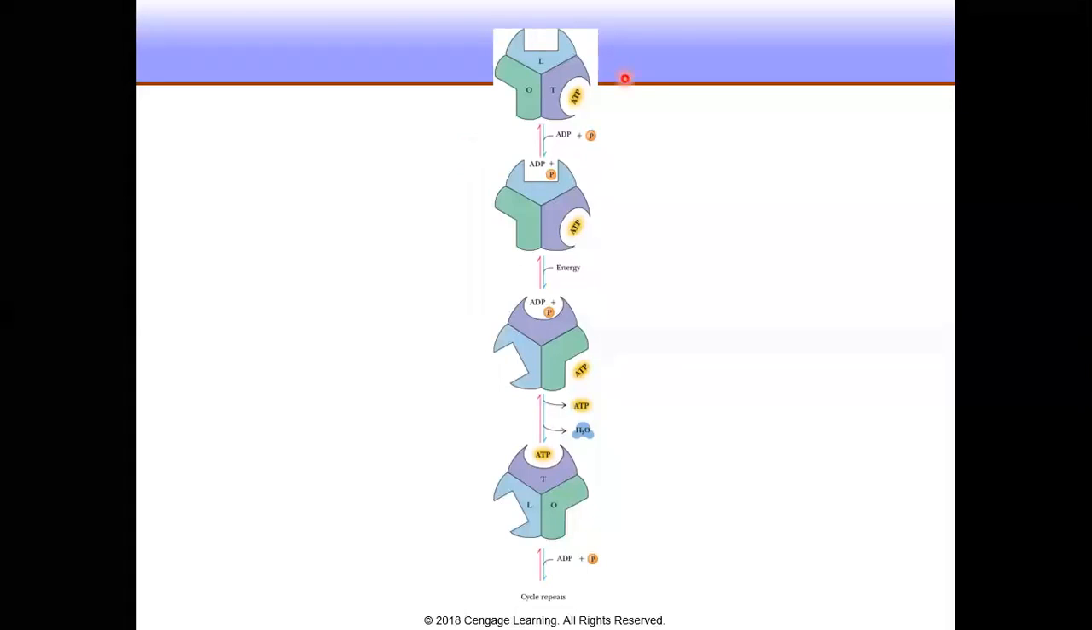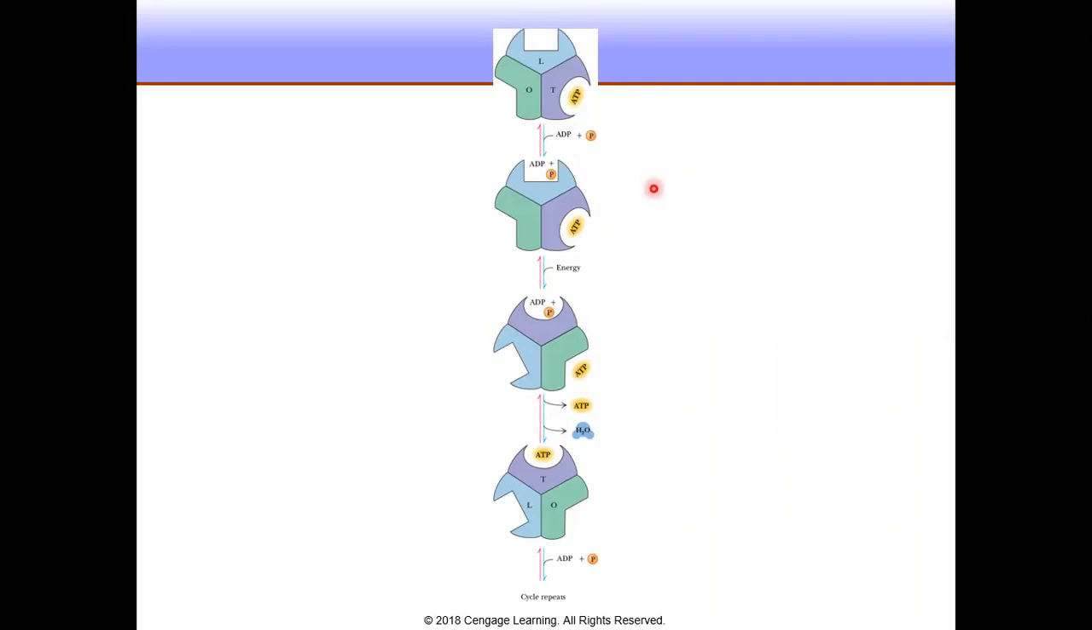If we look here at the top, at any given time, each site is in one of three different conformational states. These sites interconvert as a result of the proton flux through the synthase, as I showed you. ATP already formed by the synthase is bound at a site in the T conformation, while ADP and Pi bind at a site in the L conformation.